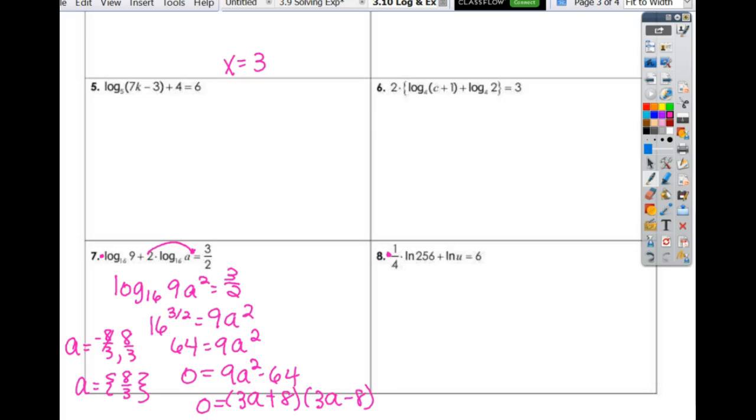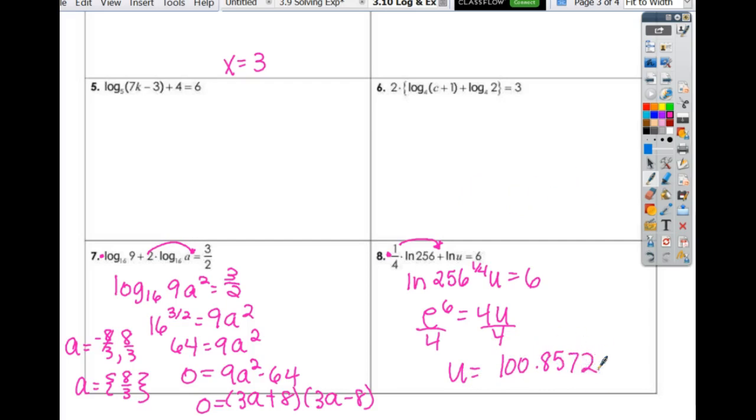Okay, so there were a couple good questions when I was walking around. First of all, this 1/4, where do I put it? Why can I not multiply the 6 times that? Right. Well, but I have the plus ln of u, and so I can't just multiply over here. I have to multiply everywhere. So I might as well just raise this here. So I'm going to get ln of 256 to the 1/4 u equals 6. And once I have that, what is the 4th root of 256? 4. So what is the base here to do the circle thing? E. So e to the 6th equals 4u.